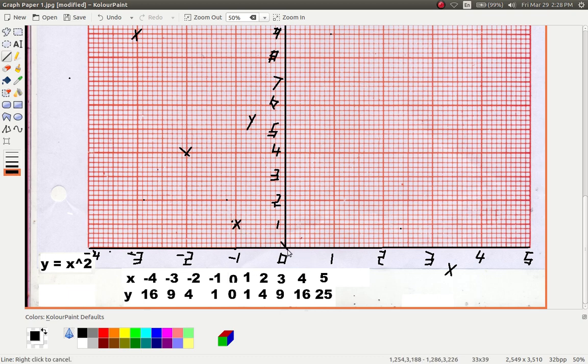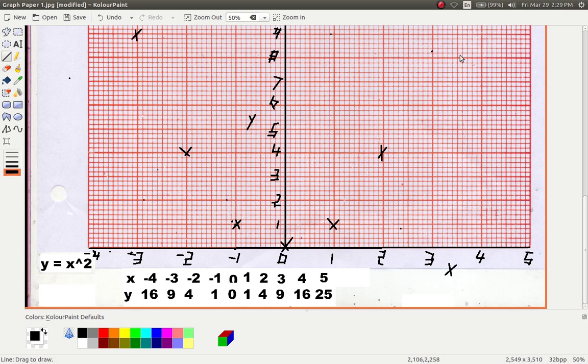When x is 0, y is 0. That's right on the origin. When x is 1, y is also 1. So remember, the top row are the x, the bottom row are the y. I didn't have my table drawn up here, but the numbers immediately below correspond to the number above. So x is 1, y is 1. When x is 2, y is 4. When x is equal to 3, y is 9.